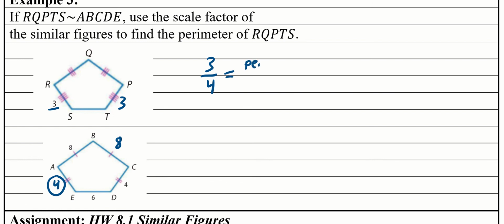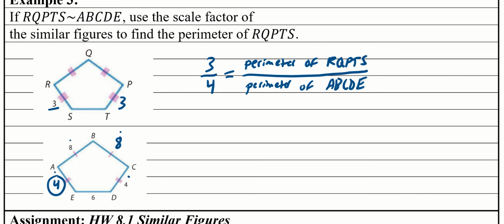So in other words, 3 over 4 is the same thing as the perimeter of our top shape, RQPTS, over the perimeter of the bottom shape, in this case ABCDE. This is what that definition is saying. The scale factor, 3 over 4, is the same proportion as the perimeters. This is good because I can find the perimeter of the bottom shape, since I have all the sides. If I take 8, 8, 4, 4, and 6 and add them all together, this ends up giving me 30.